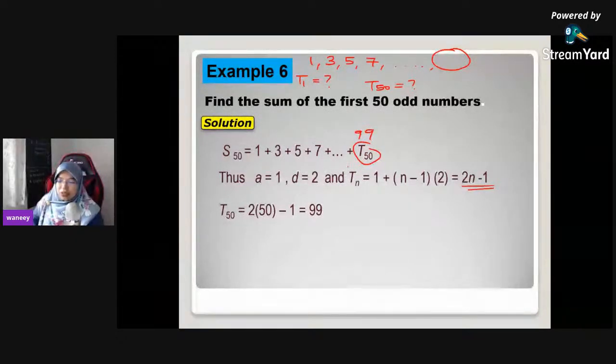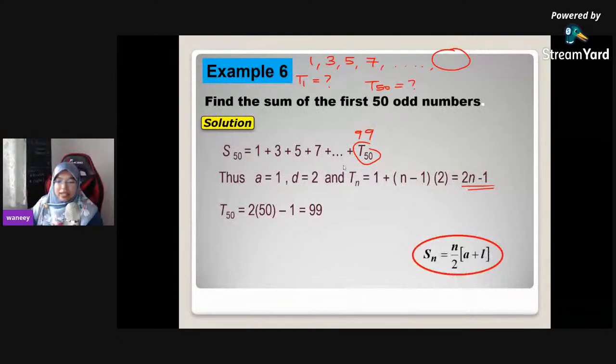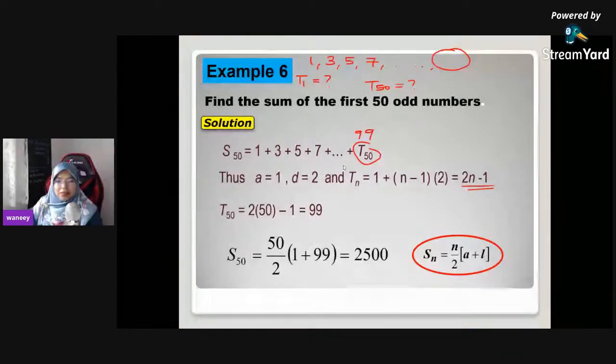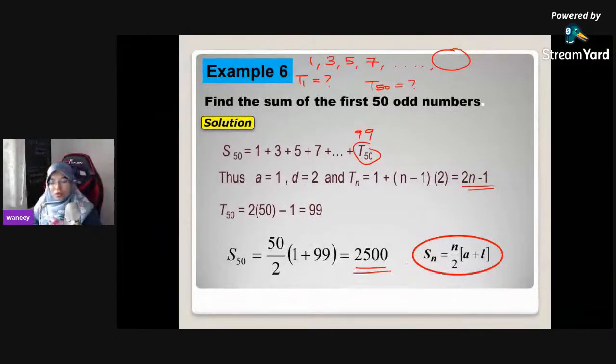Okay, so how do we use the formula? Right, so Sn is equal to n over 2 times (a plus l). So n is 50 over 2. a is the first term, which is 1. The 50th term is 99. So that means the value will be 2500.